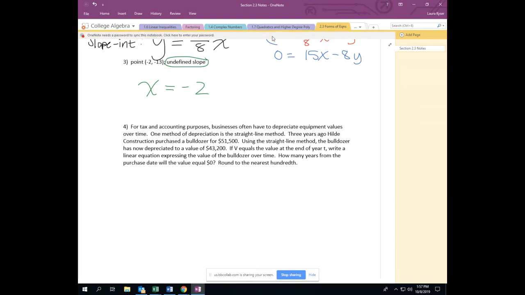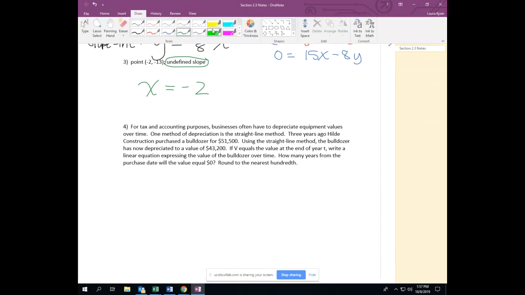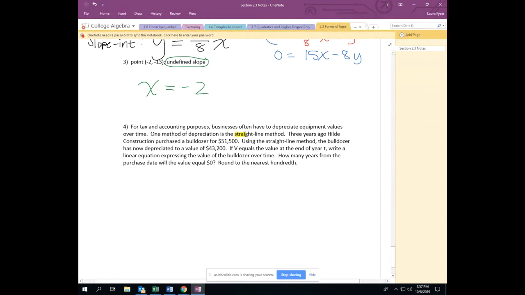All right, so let's take a look at this. They're talking about the straight line depreciation method, so that means it's going to be linear. I'll highlight some information here. Straight line method means linear. Then it says 3 years ago, Hild Construction purchased a bulldozer for $51,500. Using the straight line method, the bulldozer has now depreciated to a value of $43,200.